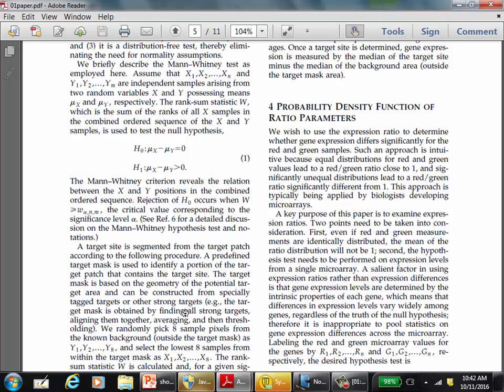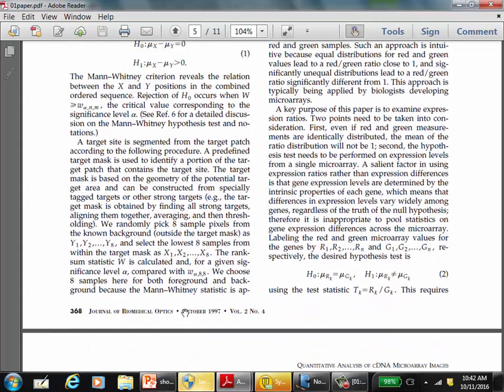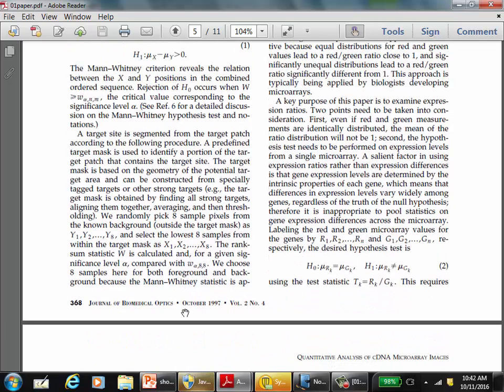So how do you apply the method that I already outlined to this example, right? A target site is going to be segmented from the target patch according to the following procedure, right? First, a predefined target mask is used to identify a portion of the target patch that contains the target site, right? And that you will know from the positioning of the robot and so on, right? You might be a little bit off, but you will know that, right? So outside that patch, right, that is the background, right?